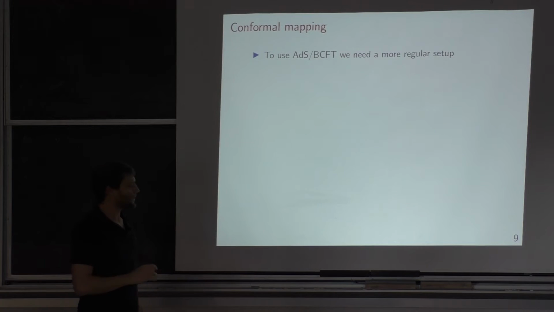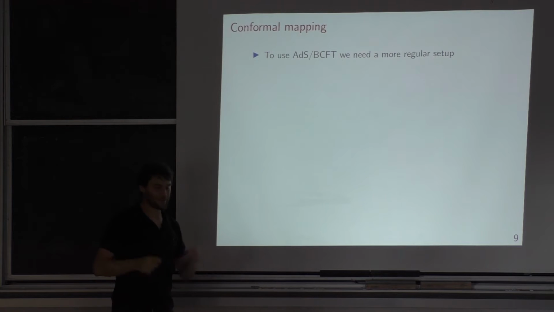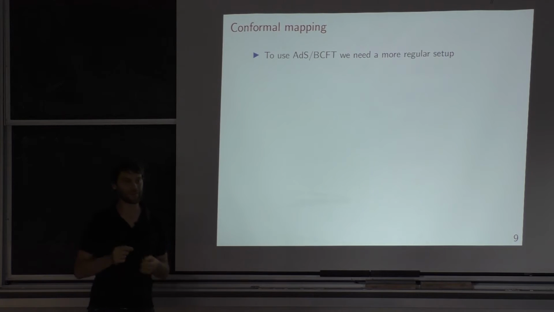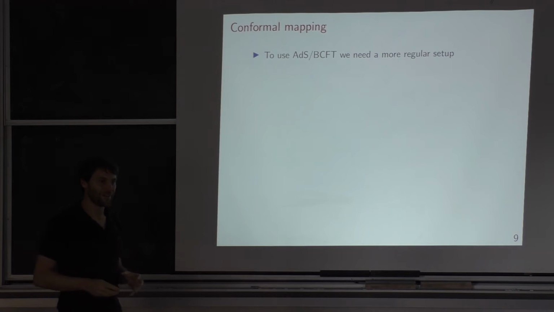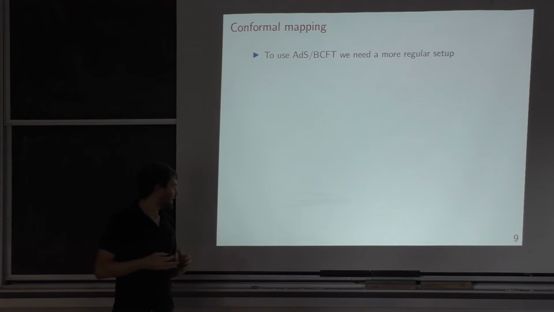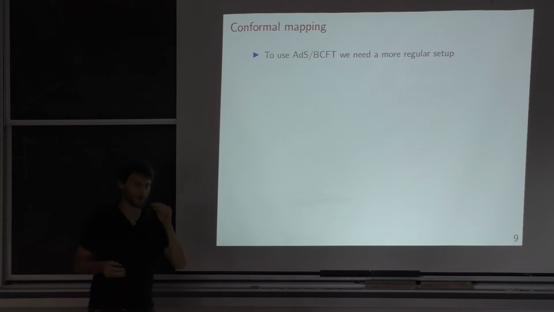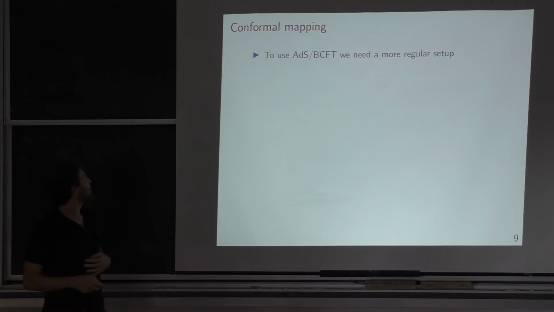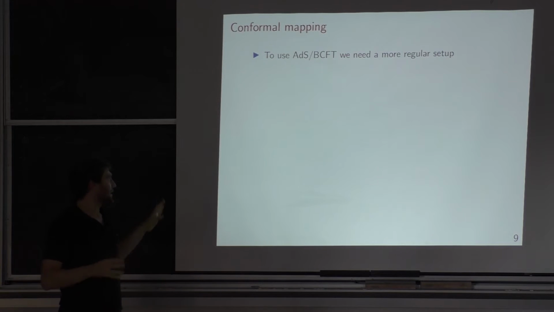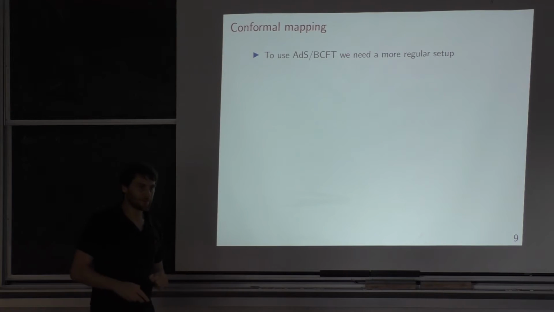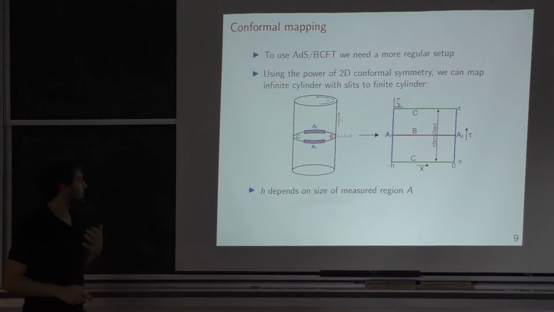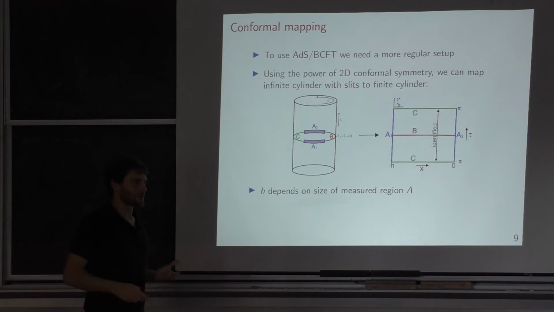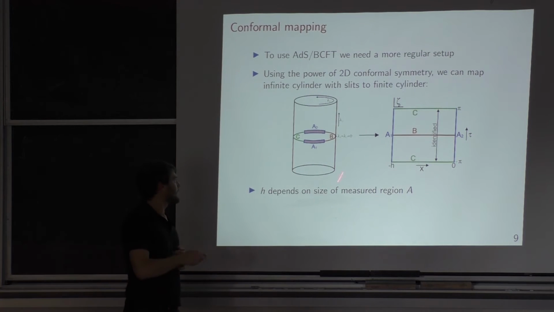So how do you do this? To build a dual of that setup, we have these infinitesimally small slits, which clearly are some kind of singular setup. I won't go into all the singularity problem of this setup, which is very technical and a little bit subtle. If anyone wants to discuss it, I'd be happy to after the talk. But the idea is that we need a more regular setup to build the dual of this BCFT. And one way you can do that is by using the fact that conformal symmetry in 2 dimensions is very powerful. You can map this cylinder with slits into a finite cylinder.